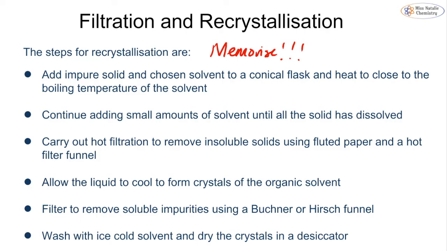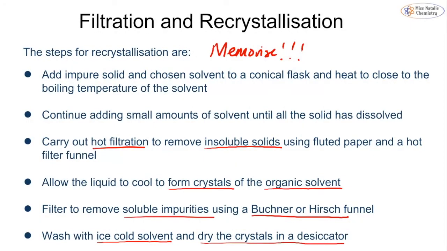Well, we add an impure solid and our chosen solvent, whatever it may be, into a conical flask, and we heat very close to the boiling temperature of the solvent. And we continue to add just a small amount of the solvent until everything has dissolved. Then we carry out a hot filtration to remove our insoluble solids, using a hot filter funnel, and then we allow the liquid to cool and form crystals of our organic substance. We can then filter it to remove our impurities, and we do that using our Buchner or our Hirsch funnel. And then we wash with ice cold solvent, and then we dry the crystals in a desiccator.